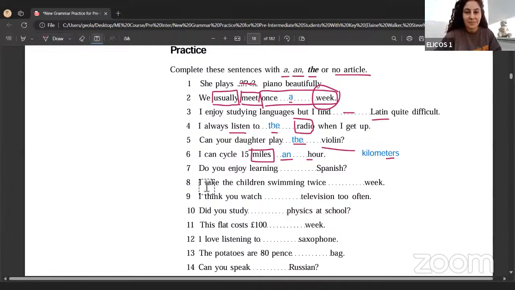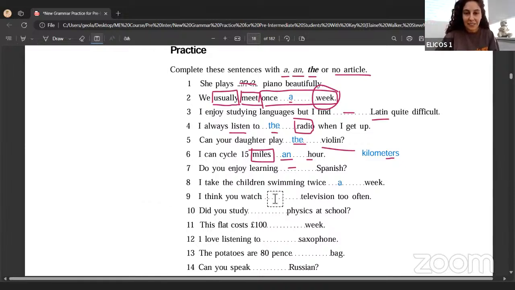7. Do you enjoy learning Spanish? Yes, it's a language. Remember, a subject. So yeah, do you enjoy learning Spanish? 8. Yeah, I take the children swimming twice a week.